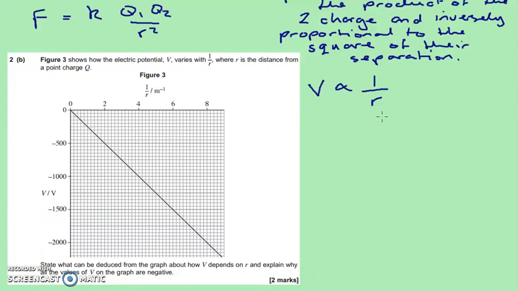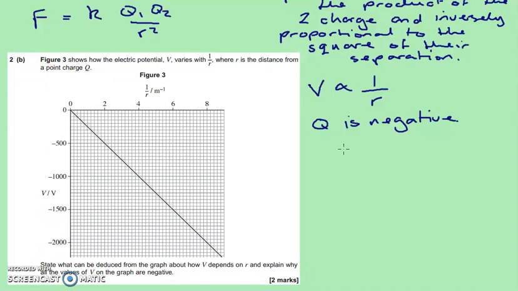So why are all the values negative? The simple answer is that Q is negative. So that's our simple answer for our second point. You get both marks for saying that. Why is it that if Q is negative, our electric potential is negative?